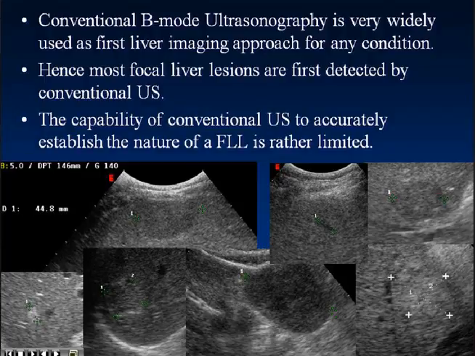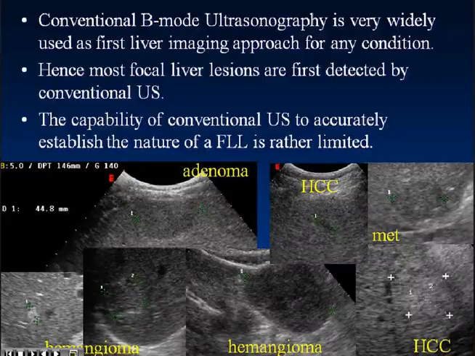However, as you can see from here, the capability of conventional ultrasound to accurately establish the nature of a focal liver lesion is rather limited. You can see here that we have hyperechoic lesions, but they are of different nature. Most of these were confirmed by histology and pathology. So conventional ultrasound may be able to achieve the diagnosis all by itself, without contrast imaging, probably in no more than 50% of the cases.